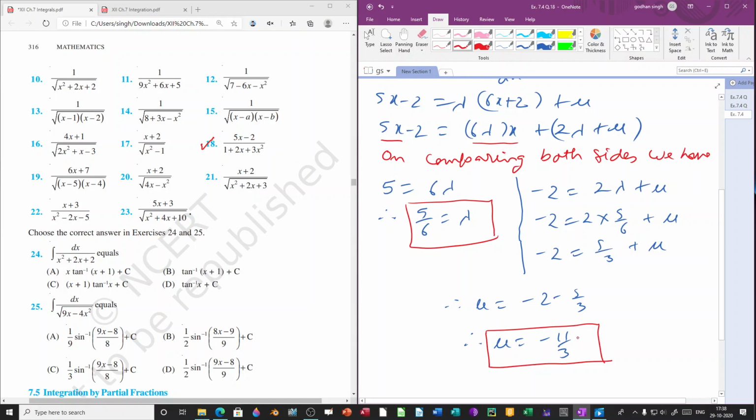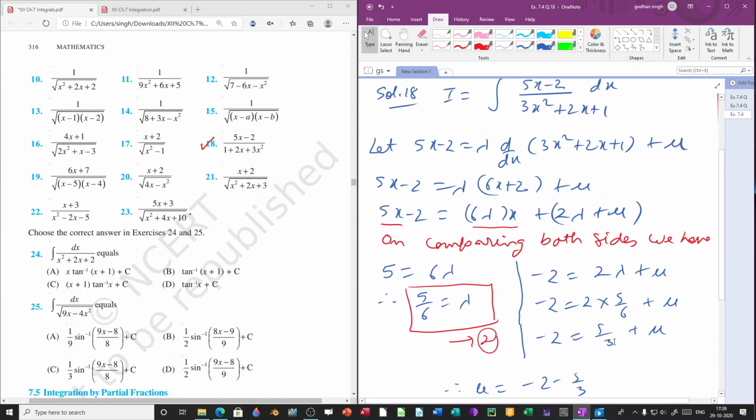Now suppose this is say equation number 2 and this equation number 3. So we'll put 2 and 3 in 1. We'll take 5x minus 2 equal to lambda into differentiation of 3x square plus 2x plus 1, plus mu, as 1. So differentiation of that is 6x plus 2 plus mu. So you can take either this one or this one.